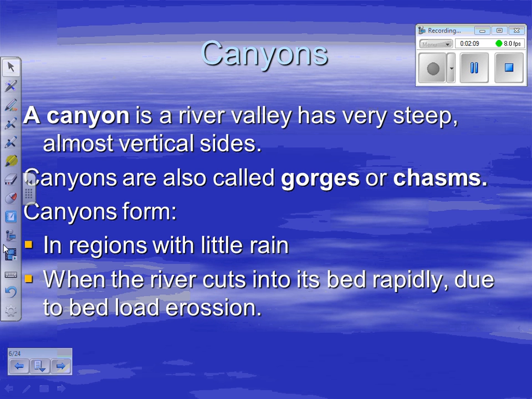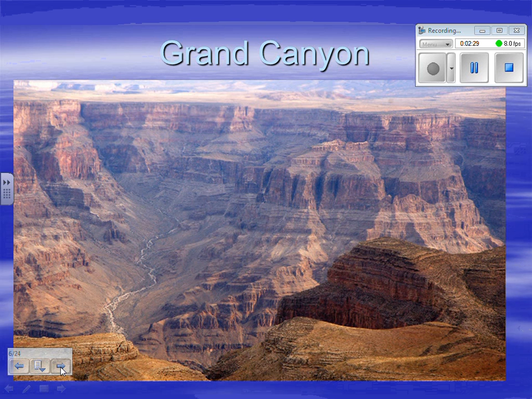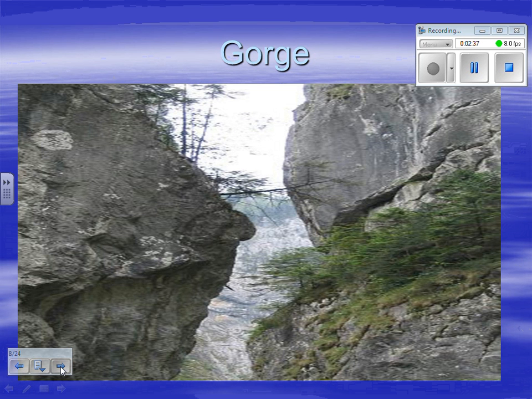Canyons. A canyon is a river valley that has very steep, almost vertical sides. Canyons are also called gorges or chasms, and canyons form in regions with little rain when the river cuts into its bed rapidly due to bed load erosion. This is a picture of the Grand Canyon. This is a gorge.